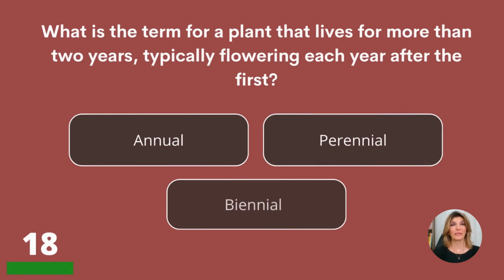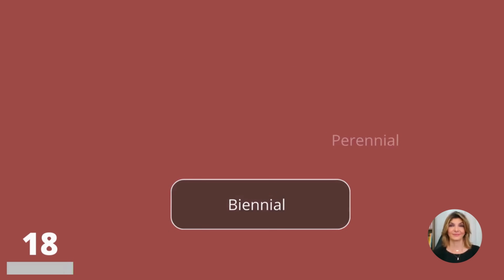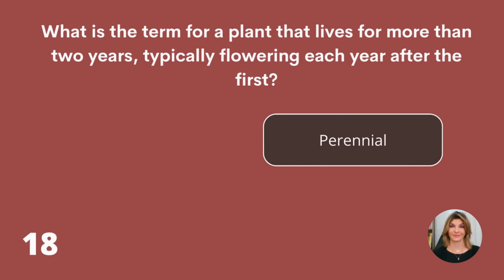What is the term for a plant that lives for more than 2 years, typically flowering each year after the first? Annual, perennial, or biennial? Perennial.